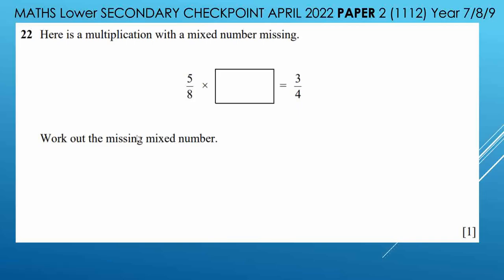Let's resume. So question 22, here's a multiplication with a mixed number missing. 5 over 8 times something equals 3 3/4. Work out the missing mixed number.